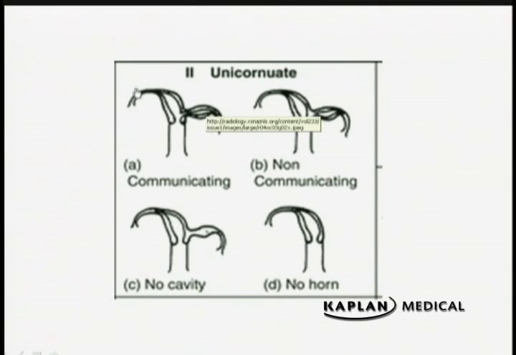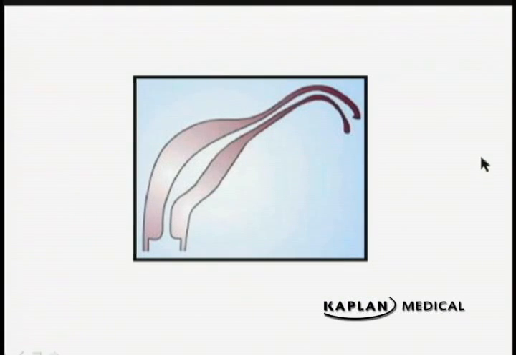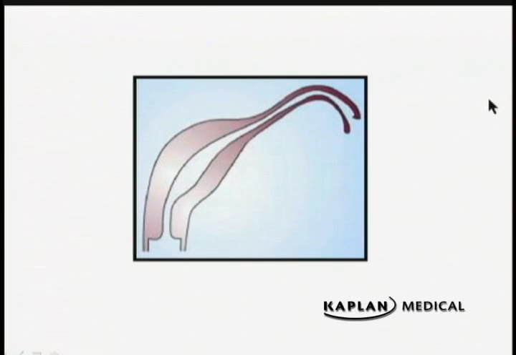And here you can see the normal side on the right, and we have a partial horn on the left. Here we have a non-communicating partial horn. Here we have no cavity at all, and here we have just a single horn. Now, if a pregnancy should occur, which it could very well, there is less tissue in the body of the uterus, and so the stretching of the uterus may signal a preterm delivery in a large proportion of these pregnancies.